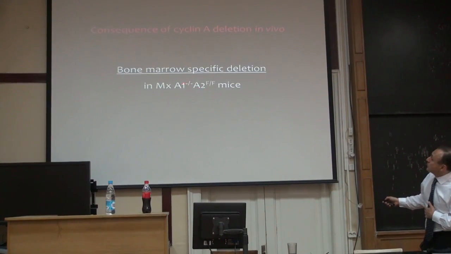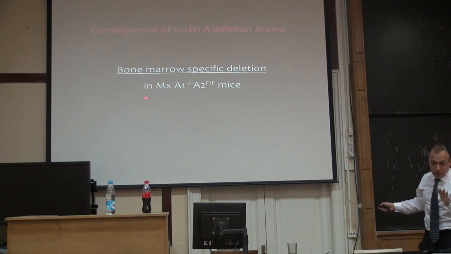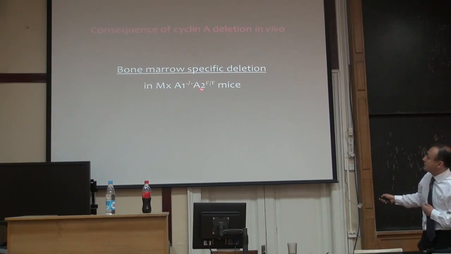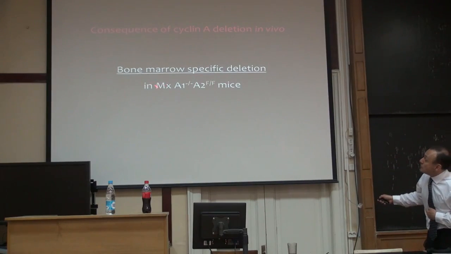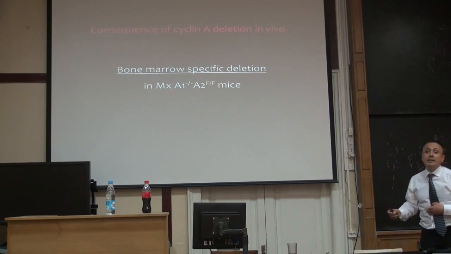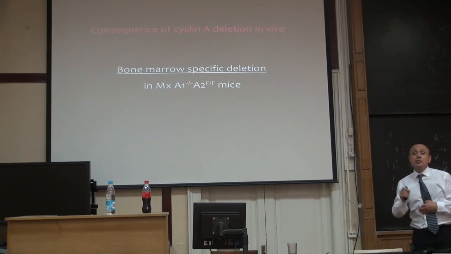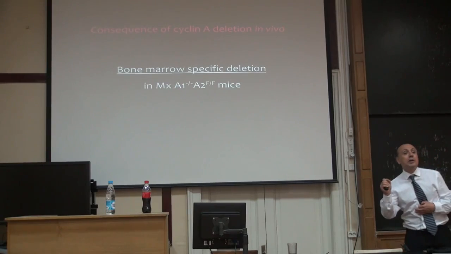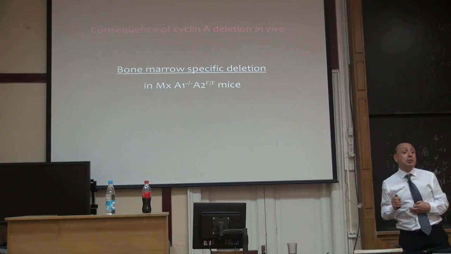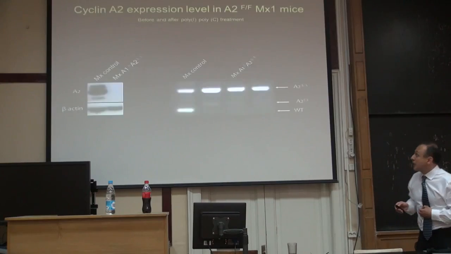And the way we do it is that we have cyclin A1 minus, the phenotype only in the smaller testes. The A2 is conditional, so it's being expressed. And the Cre recombinase is MX Cre, and this is hematopoietic specific Cre. So when we inject mice with a chemical called poly-I, poly-C, we activate Cre in hematopoietic cells, in particular in bone marrow, and we see what happens.